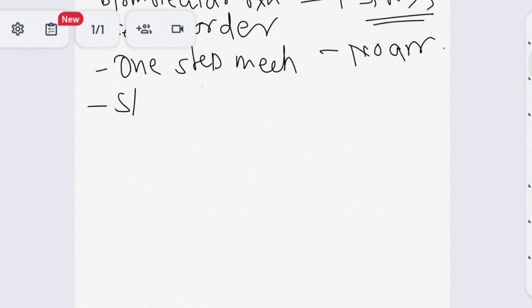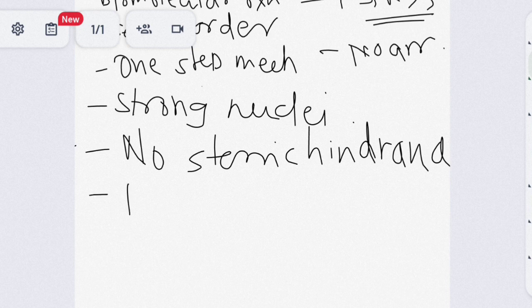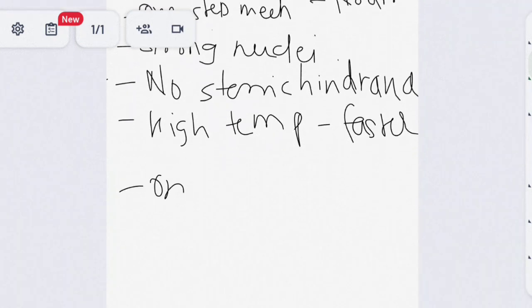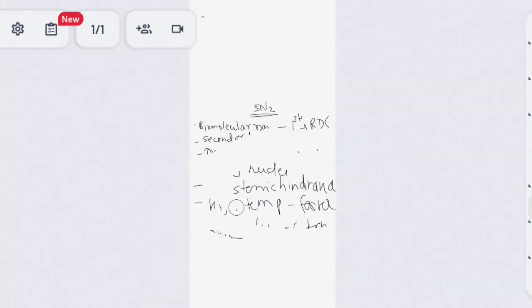Strong nucleophiles are involved in the reaction. As these nucleophiles are strong, polar protic solvents will reduce their nucleophilicity. That's why polar aprotic solvents are generally used, and here there is no steric hindrance. These occur at high temperature. These are very fast reactions, faster than SN1, and only one transition state is observed.